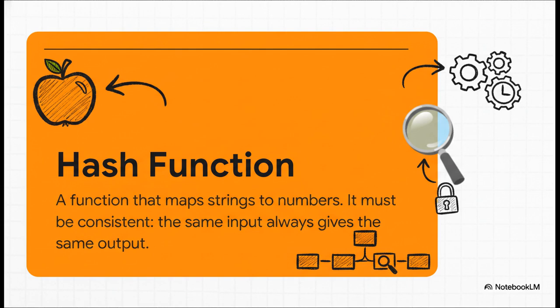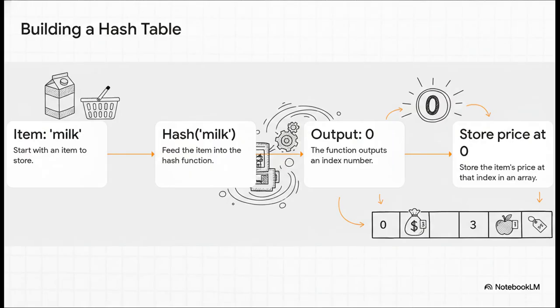Think of it like a special code machine. You put a word in, like apple, and it spits out a number. And here's the golden rule. It has to be consistent. Every single time you put in apple, it has to spit out the exact same number. Let's say for apple, it always gives you the number 3. Our second ingredient is just a simple array, which is really just a bunch of numbered boxes or slots.